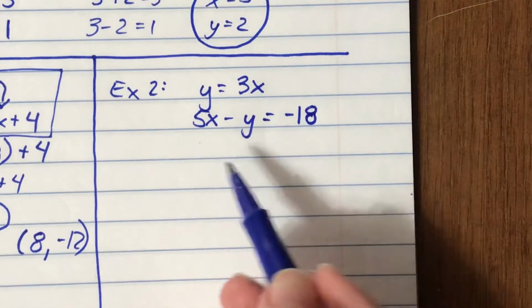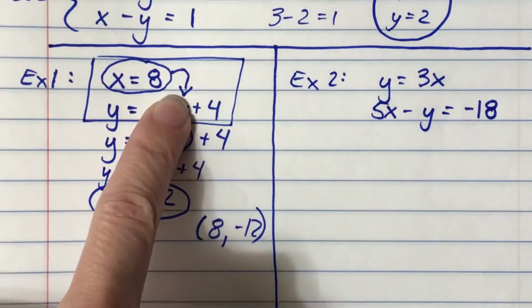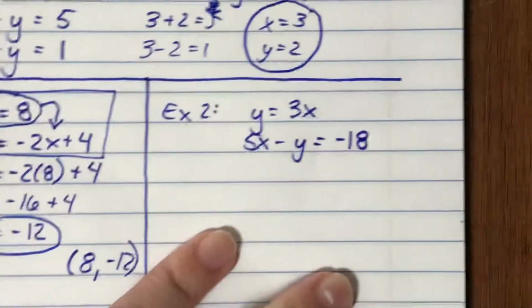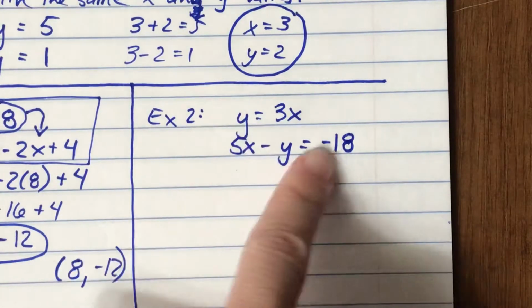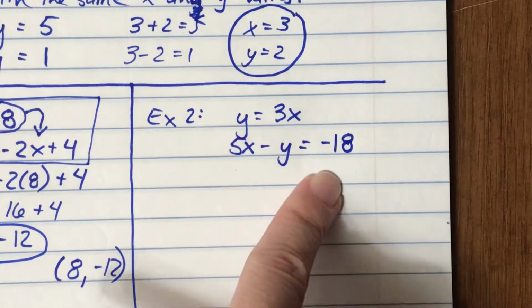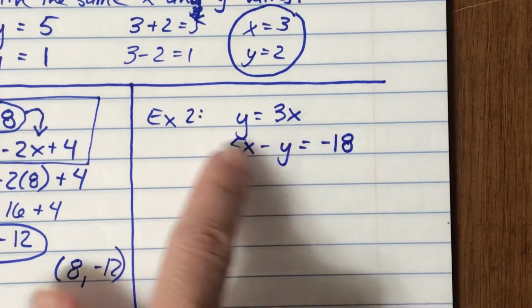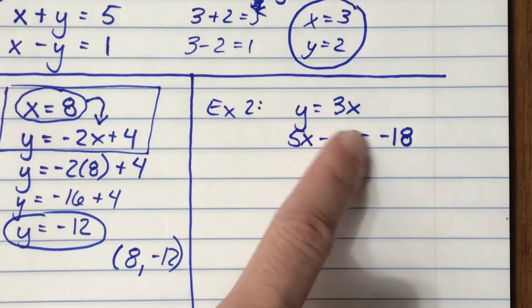So again, we're going to look at what we have, and the first thing you're going to look for is, do I know what either variable is equal to, just like over here, we knew what x was equal to, and we substituted it in. We're going to look over here. Do we know what x is equal to? Well, no, we don't have anything here that says x is equal to. But do we know what y is equal to? Well, yeah, y is equal to this 3x here.